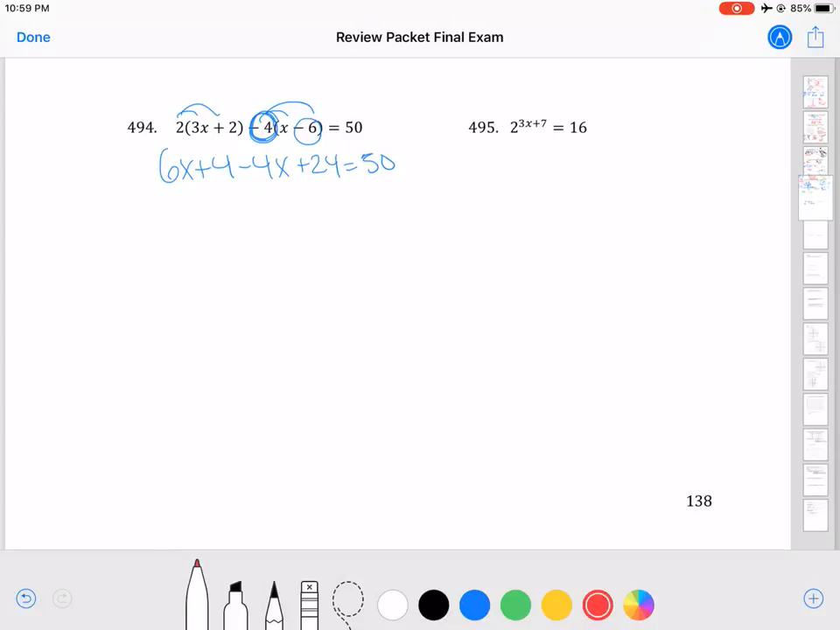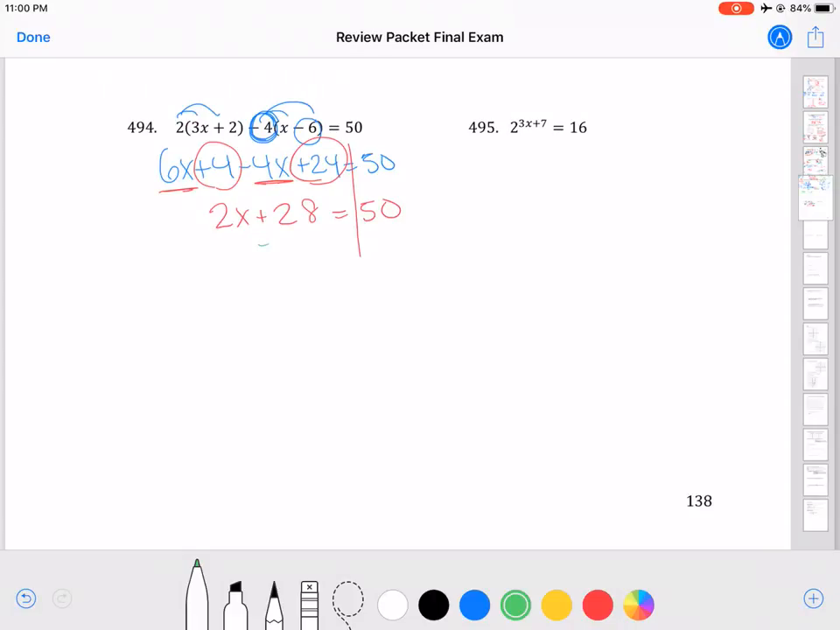So now I'm going to go ahead and combine my like terms. This one's different than the last one that we did because the x's are on the same side of the equal sign. So I don't add them over or subtract them over or do any opposites. I just combine them. So 6 minus 4 is 2, so I get 2x. And then I'm going to combine these numbers too to simplify my life a little bit. 4 plus 24 is 28, and that's equal to 50.